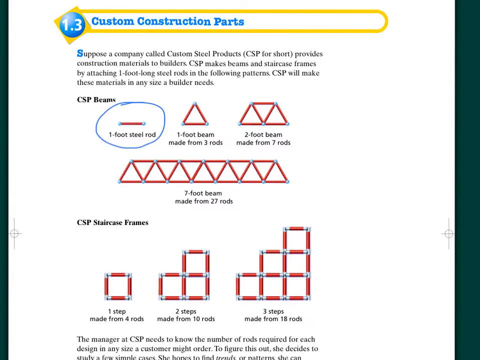So a 1-foot beam is made from 3 rods and makes 1 triangle. A 2-foot beam takes 7 rods, and it's 2 triangles hooked together by another rod, sort of making 3 triangles, but 2 triangles along the bottom. And a 7-foot beam is made from 27 rods, and so on. Now we can make staircases with these rods as well, and down below is a different pattern for staircases. 1 step on the staircase is made with 4 rods, whereas 2 steps requires 10 rods, and 3 steps requires 18 rods, and so on.